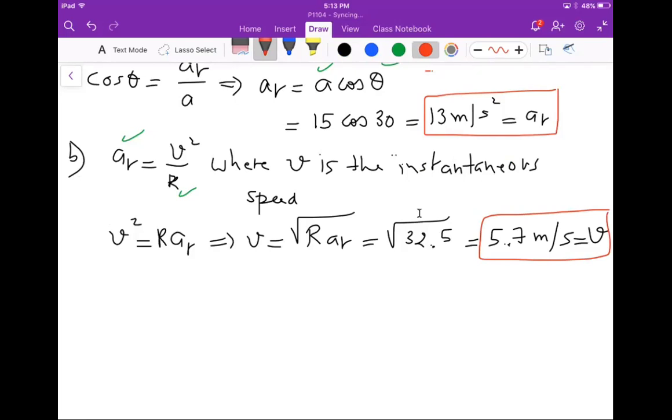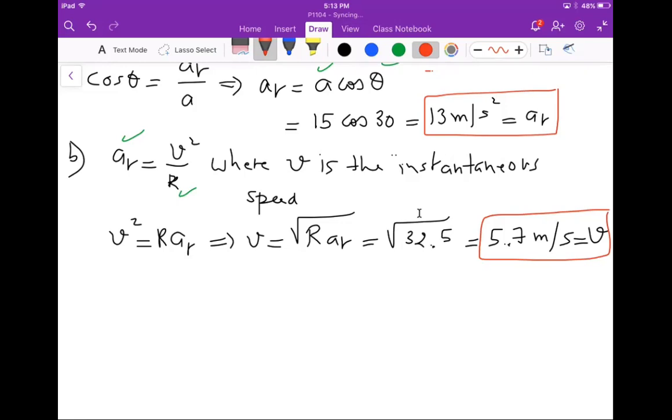However, here we don't know anything about that. All we know is that we have just derived the instantaneous speed, which is 5.7 meters per second, and we do not have any expression for this speed. So how can we determine it? Let's check what we know about the particle at this instant. We know the value of v, but we don't know the expression of v.